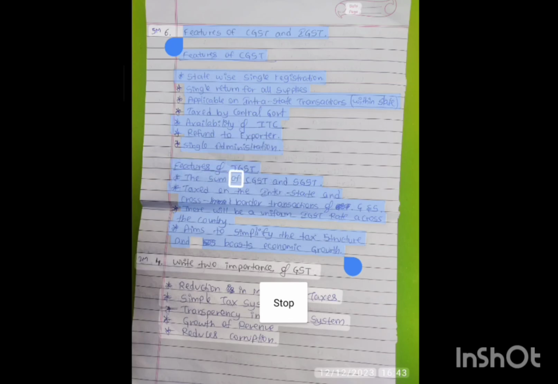Features of IGST: the sum of CGST and SGST. Taxed on interstate and cross-border transactions. There will be a uniform IGST rate across the country. GST aims to simplify the tax structure and boost economic growth.